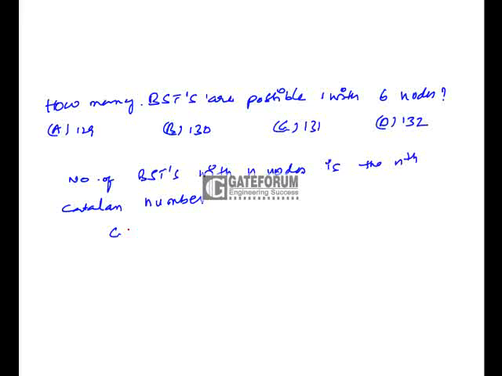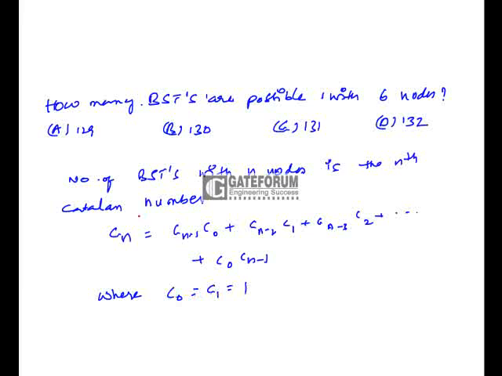And recurrence relation for nth Catalan number is given by Cn is equal to Cn minus 1 into C0 plus Cn minus 2 into C1 plus Cn minus 3 into C2 plus so on up to C0 into Cn minus 1, where C0 is equal to C1 is equal to 1. So if we find C6 by using this recurrence relation, we'll be getting answer as 132. So here number of BSTs with 6 nodes is 132, which is option D.